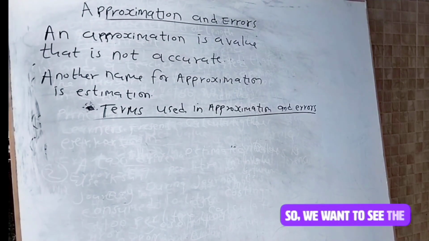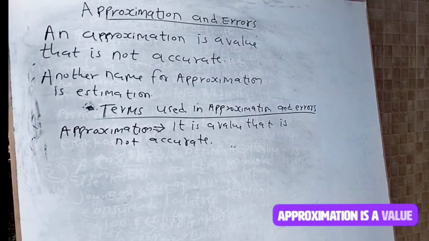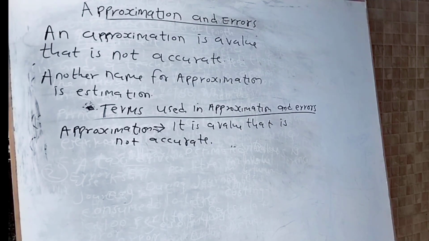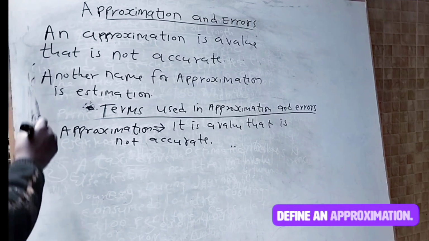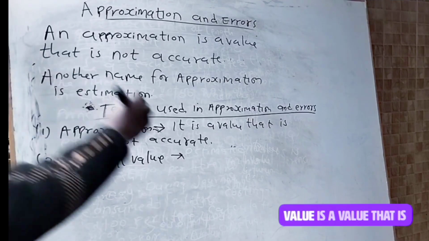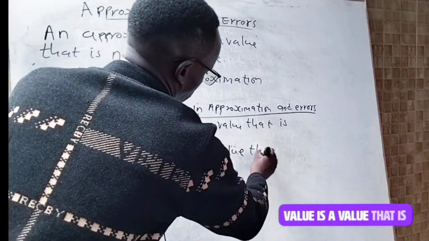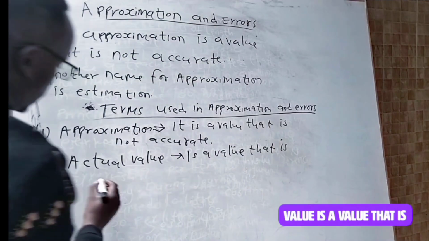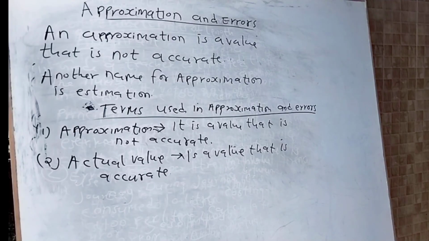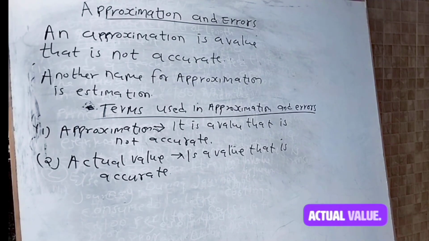So we want to see the terms used in approximation and error. Approximation is a value that is not correct. It is not accurate. That is how we can define an approximation. The second term we have to know is an actual value. An actual value is a value that is accurate.